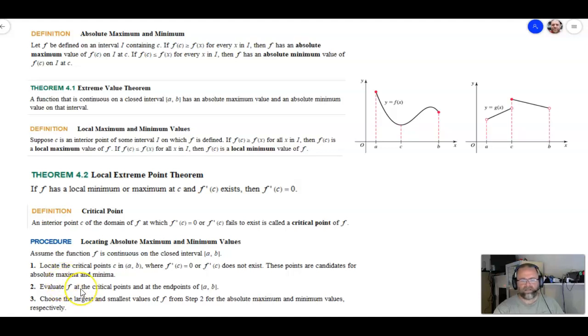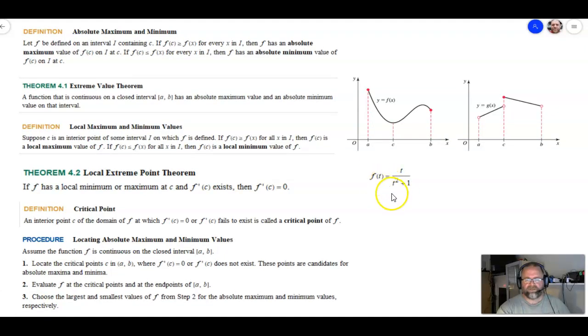Alright, so let's go ahead and take a look at a couple of examples to see what all of this means here. For this first function, t over t squared plus 1, I want you to go ahead and find just the critical points of this function. Go ahead, pause the video, try it out, and when you're ready, unpause it and we'll go through the solution.